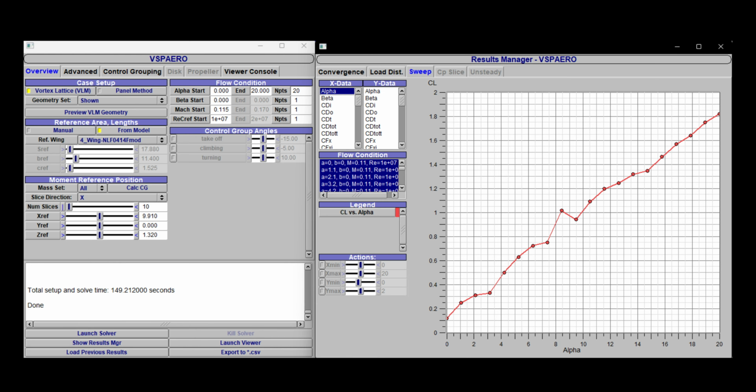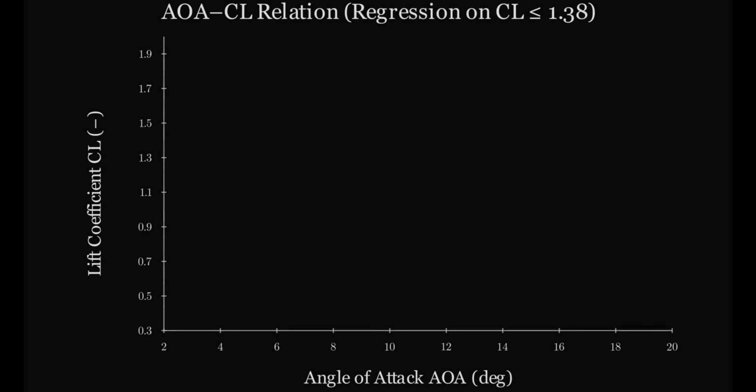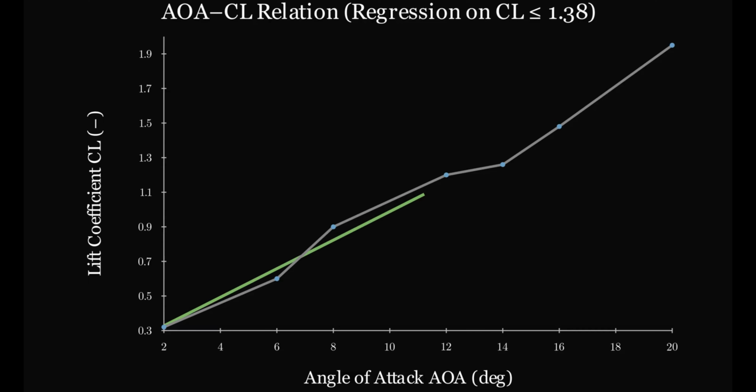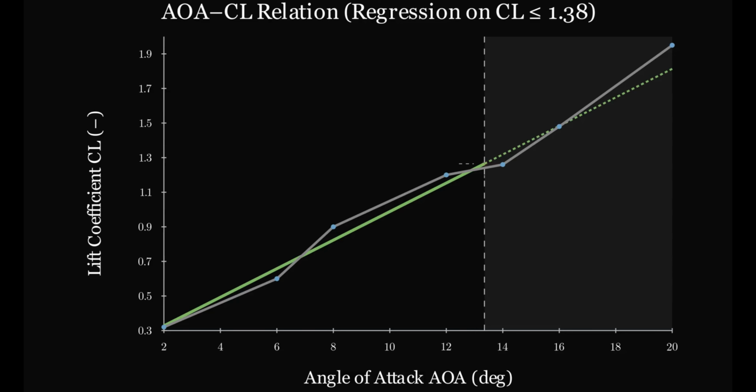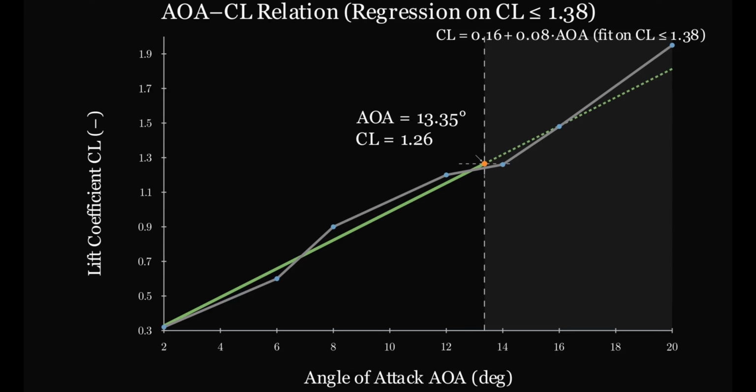For the climb process, it is also necessary to establish the relationship between the angle of attack and the lift coefficient, CL. By setting the angle of attack, AOA, range from 5 degrees to 20 degrees, we obtain the corresponding CL-AOA results. A linear regression is then applied to derive the relation between the two. Here, results with CL greater than 1.38, that is, when AOA is greater than 13.35 degrees, are not considered, since this already exceeds the maximum lift coefficient for level flight.